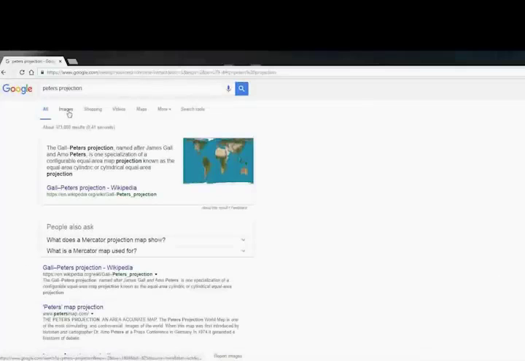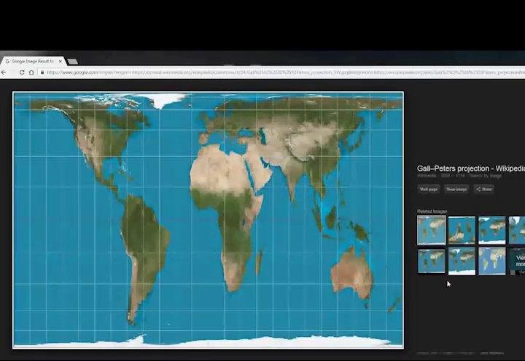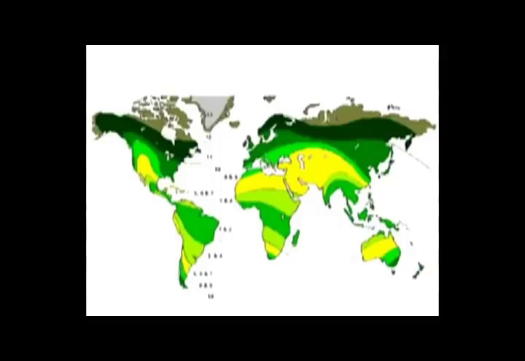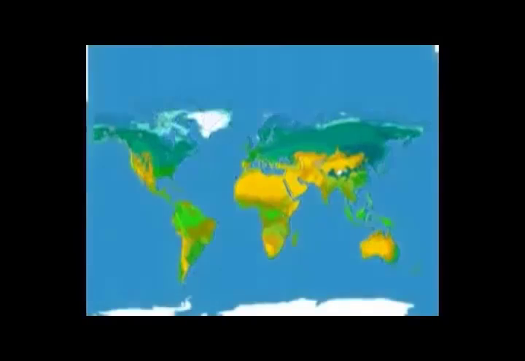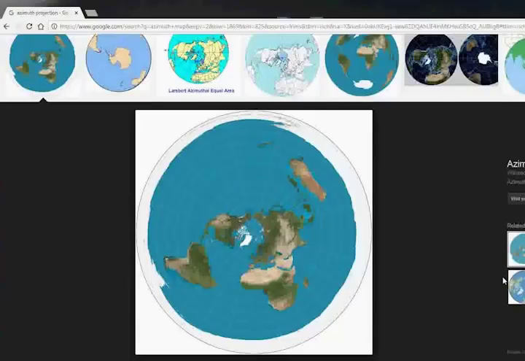There are other map options too. Google could be using the Peters projection, which is far more accurate because at least Peters tried to draw the countries more true to their size. Why in 2016 does Google still use this ridiculous map? So is there a map that accurately shows the size of countries? Of course there is. This map is called the azimuth equidistant map.